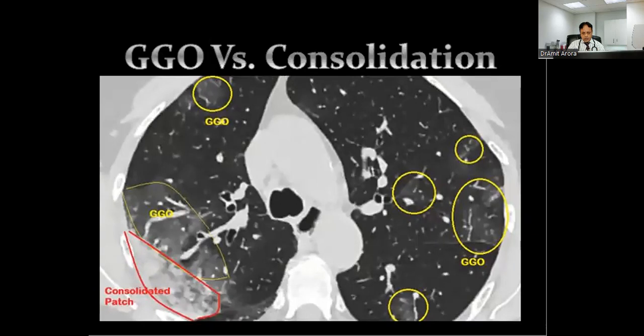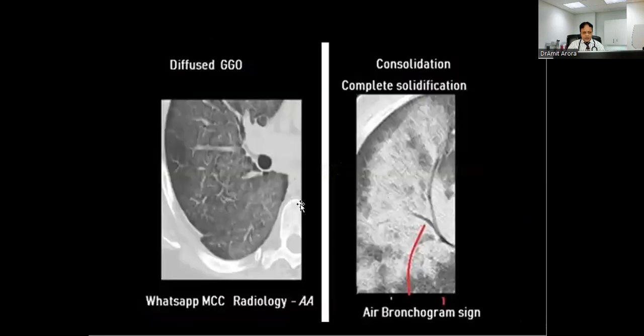Other features are also diagnostic. Let us discuss in this slide how to differentiate between GGOs and consolidation. This is diffuse GGO. Previously I showed you patches; this is a diffuse GGO, ground glass opacity. You can see the vessels across the ground glass, but not in the consolidated patch. It has solidified, you cannot see through it. But you can appreciate some patent bronchioles here, air filled. We call it the air bronchogram sign.